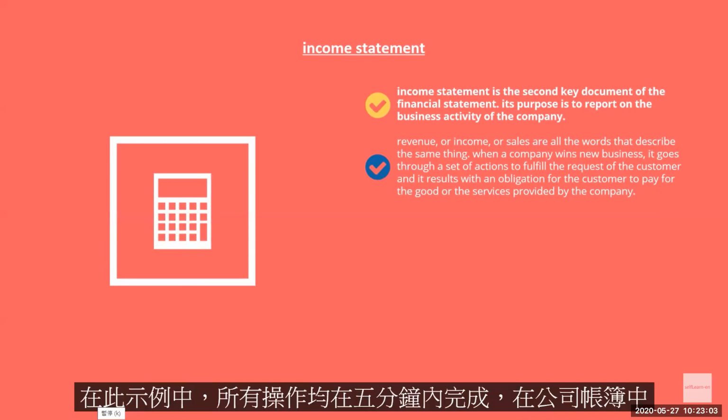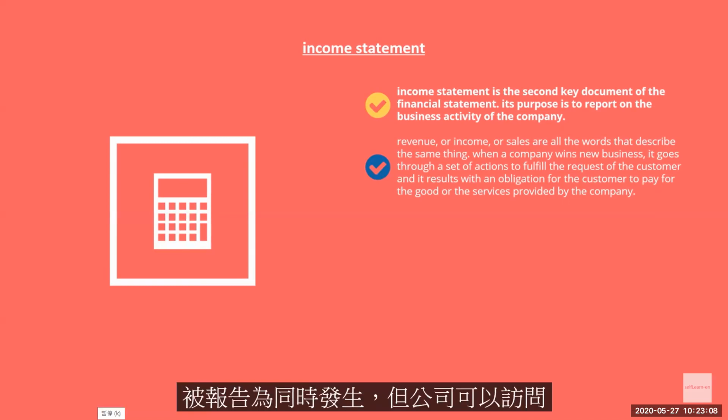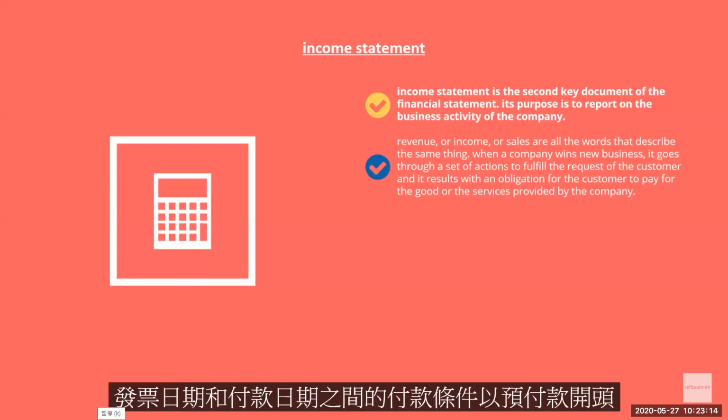Of course, in this example, it all happens in 5 minutes, and in the company books, it will be reported as having happened at the same time. But companies have access to a large variety of payment terms, which create a significant time difference between the invoice date and the payment date.